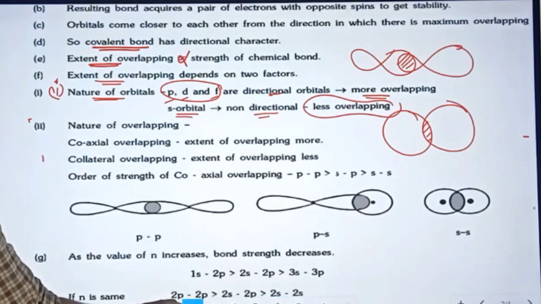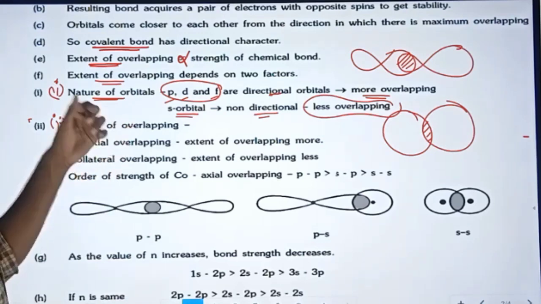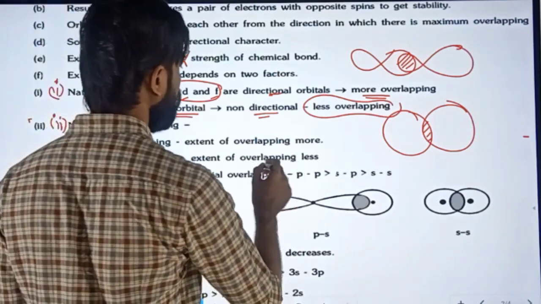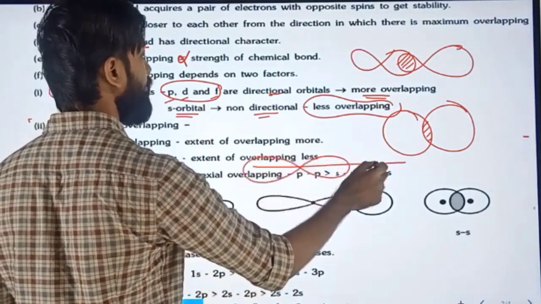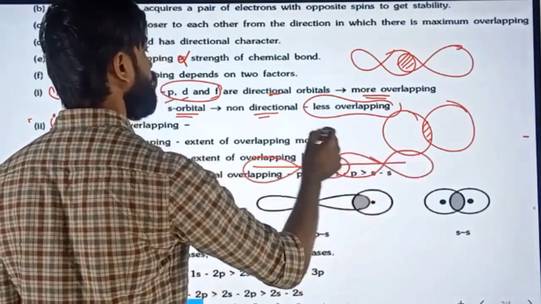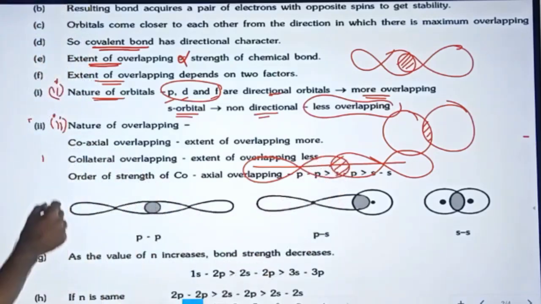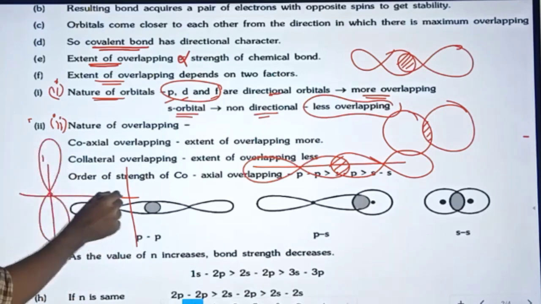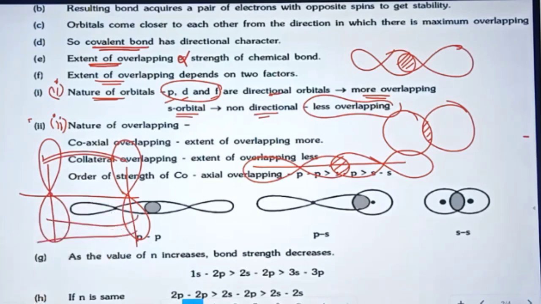And what is the second? Nature of overlapping. There are two different types of overlapping. Either the overlapping may be axial overlapping along the internuclear axis, that is, through the axis, so that is axial overlapping. We will discuss that. Or the overlapping may be by means of sidewise, lateral overlapping.